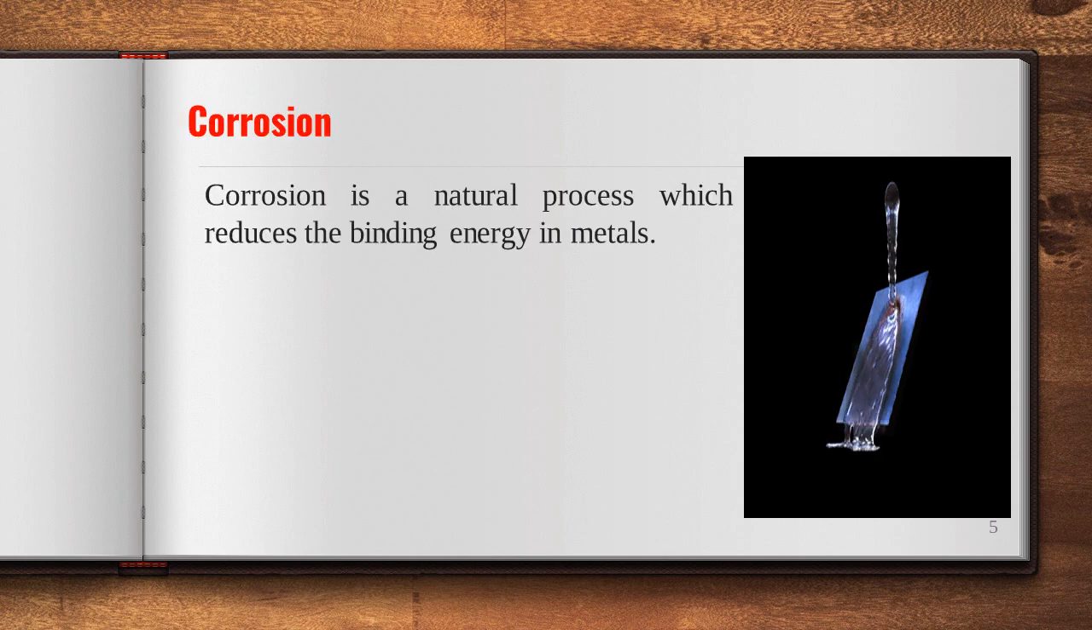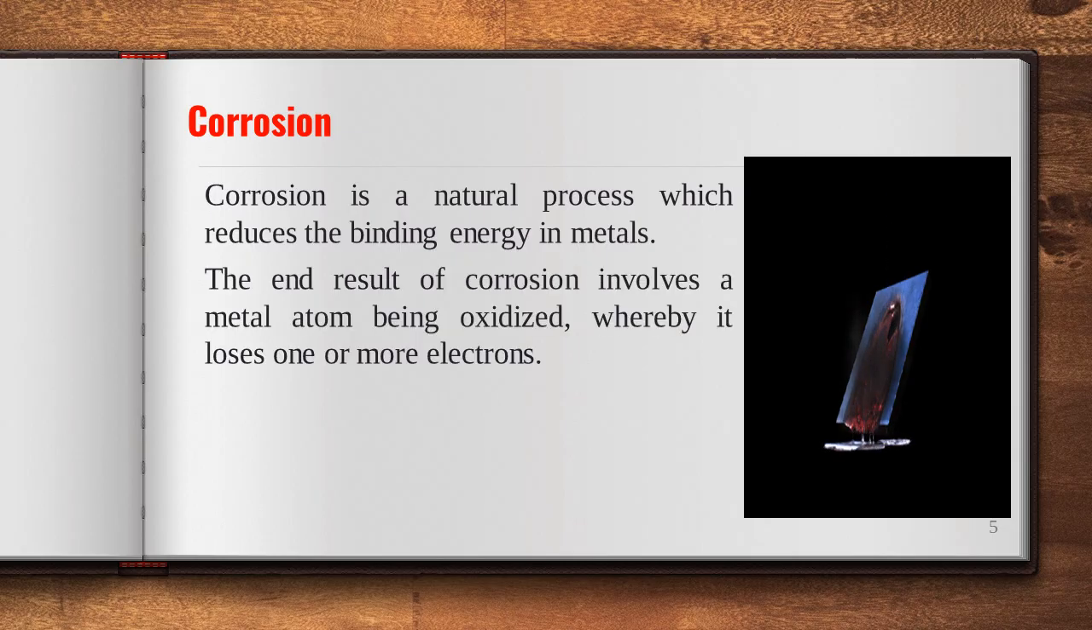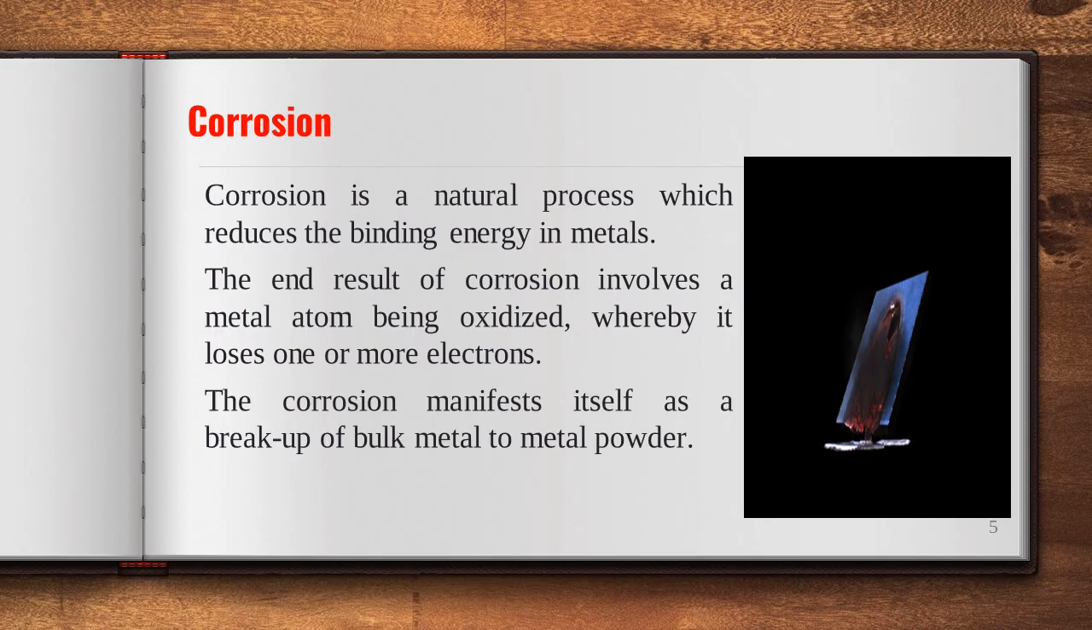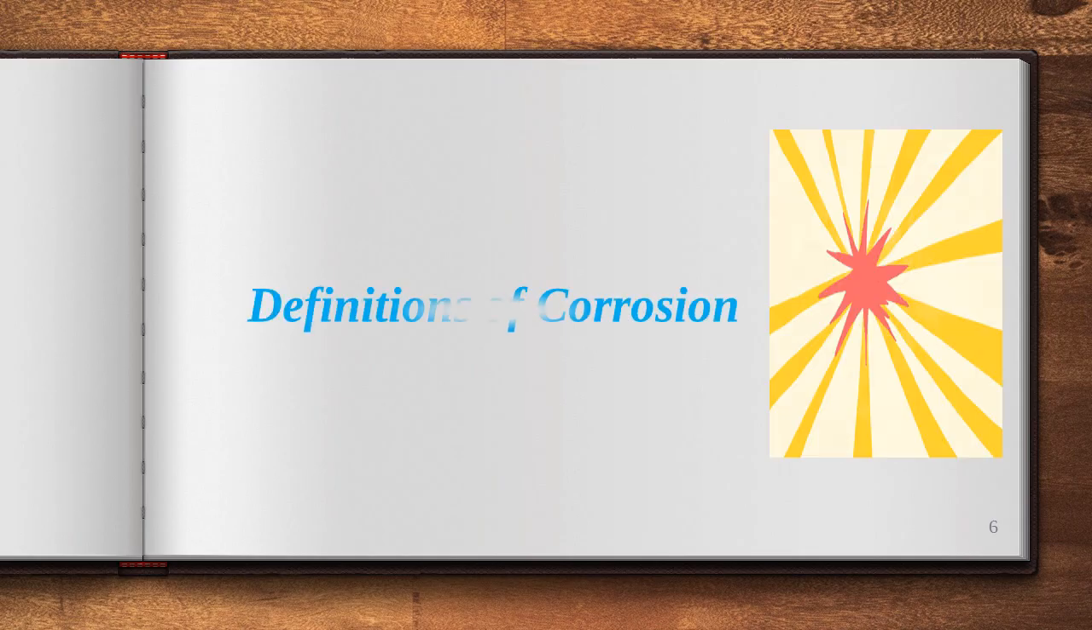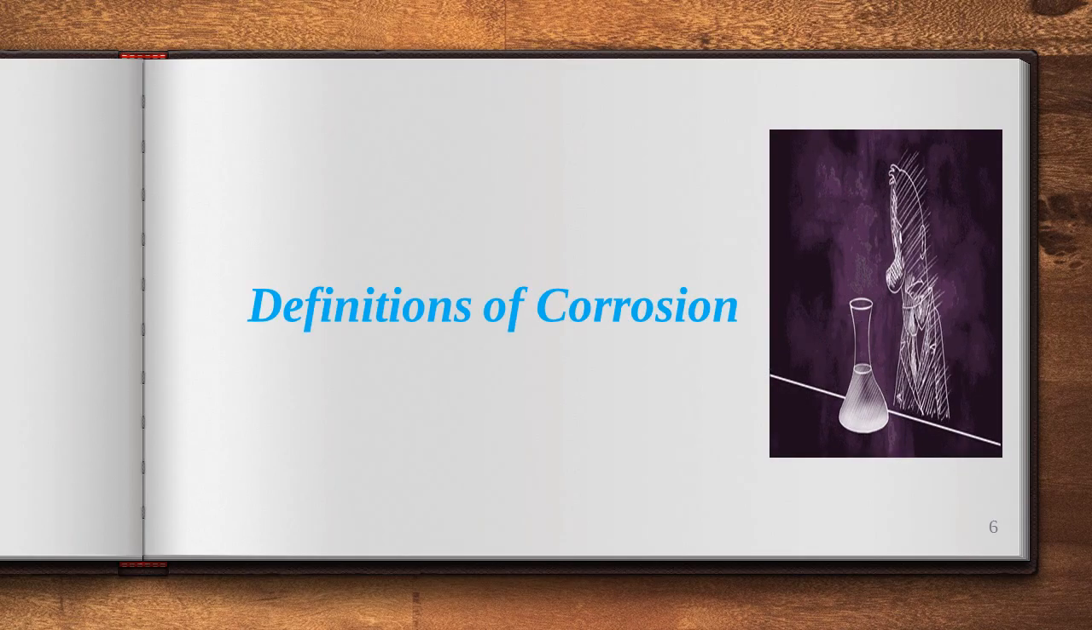Corrosion is a natural process which reduces the binding energy in metals. The end result of corrosion involves a metal atom being oxidized, whereby it loses one or more electrons. The corrosion manifests itself as a breakup of bulk metal to metal powder. Corrosion degrades the useful properties of materials. Now let us see few definitions of corrosion.